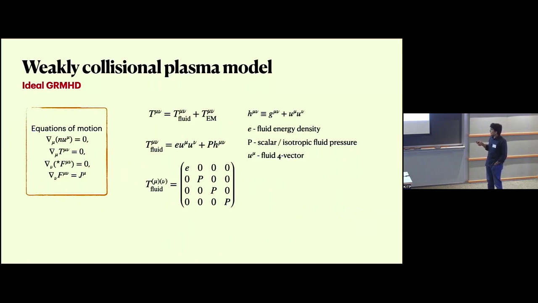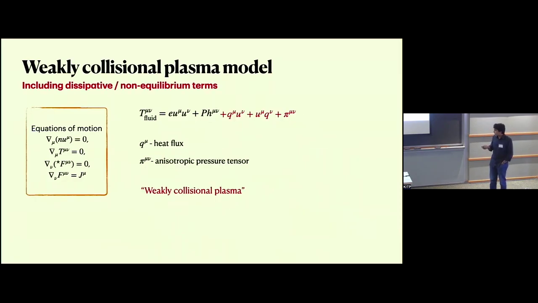So now the idea is that you want to model a collisionless plasma, but at the same time you also want to compare it with observations. So you need to find some sort of a middle ground between fully kinetic simulations and this ideal GRMHD. So that's where this sort of weakly collisional plasma model comes into play. The stress energy tensor now has the ideal term plus some additional contributions, and these additional contributions are sort of the leading order corrections that you get associated with the long mean free paths in your fluid.